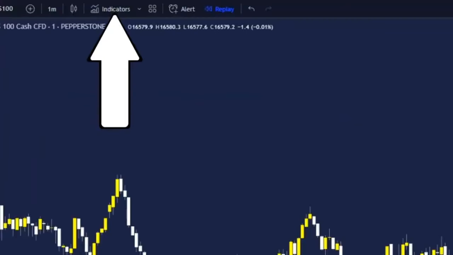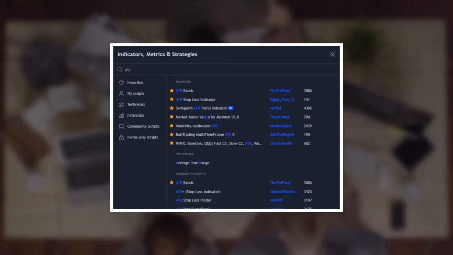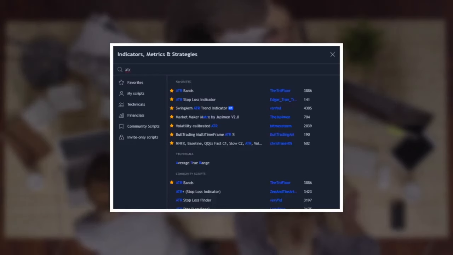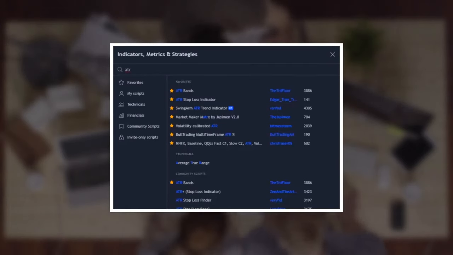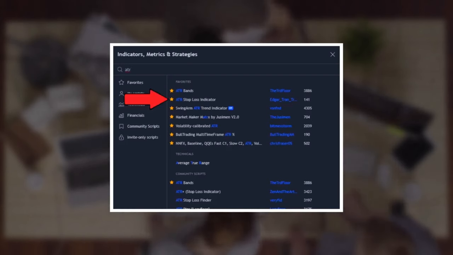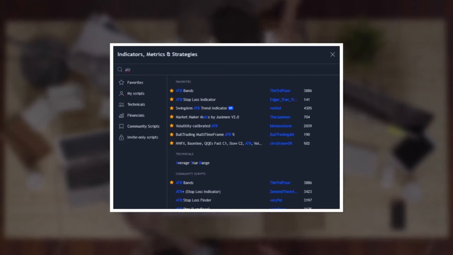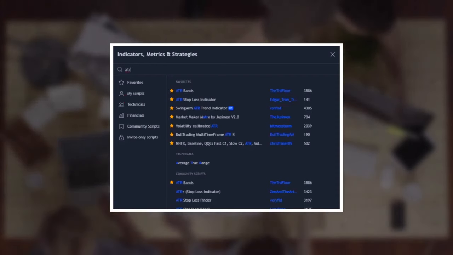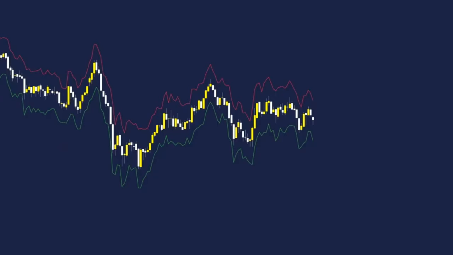So click on indicators at the top left. Now the first indicator that we're going to add is the ATR Stop Loss indicator by Edgar. I've used this a few times on the channel and it is the perfect way to master them stop loss levels and ultimately to get them perfect take profits. Add this once to your chart and it should look like this.